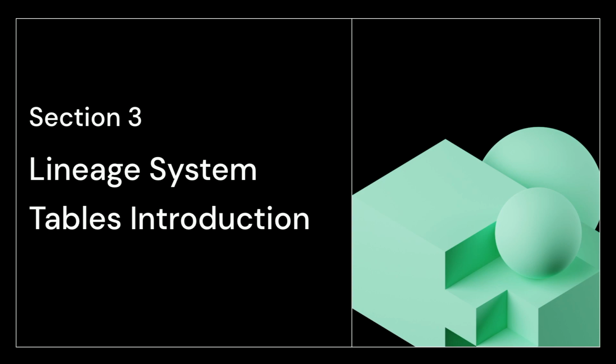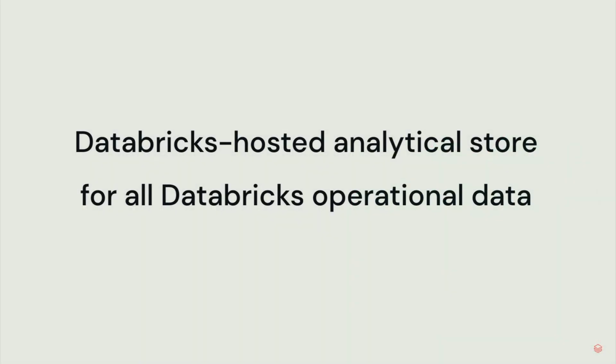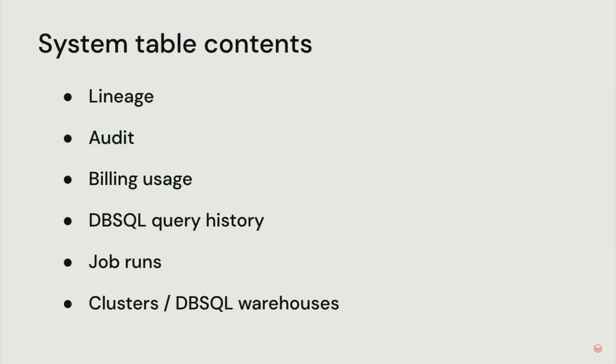Before we jump into the lineage use cases, I just want to have a brief introduction of the system table. It is the Databricks-hosted analytical store for all the Databricks operational data. To make it more concrete, it is Databricks-hosted Delta tables. We have done all the heavy lifting for you, and you can just use it as a Delta table. It has other contents, including lineage, auditing, billing usage, DB/SQL run history, job runs, and cluster and DB/SQL warehouse status.